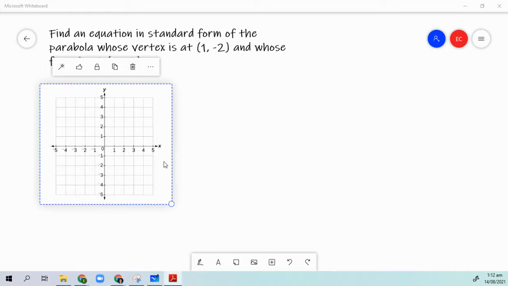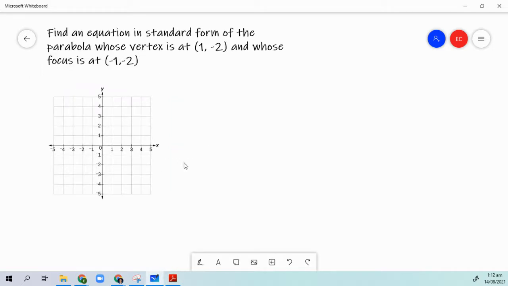For this problem, we're asked to find the equation in standard form of the parabola whose vertex is at (1, -2) and whose focus is at (-1, -2). To solve this type of problem, it would be easier for us if we're able to visualize what type of parabola we're considering for the problem.